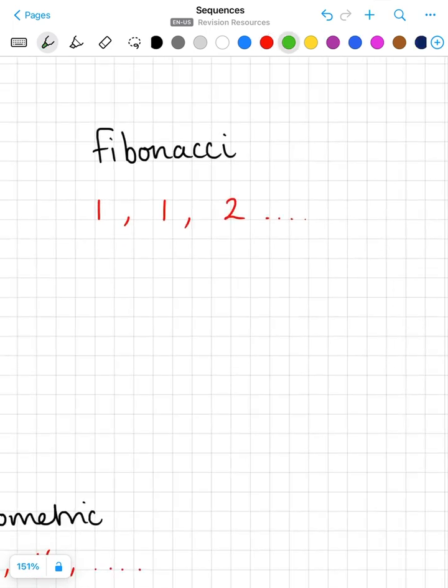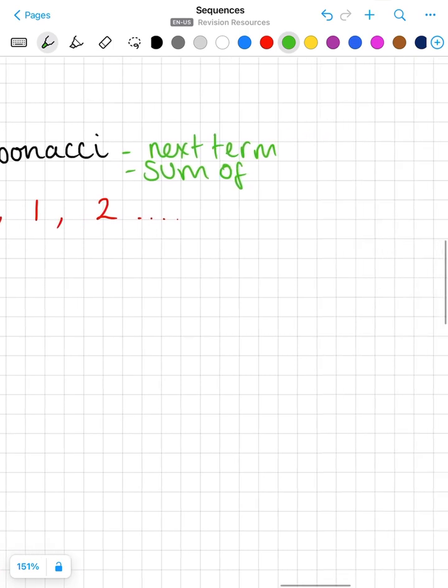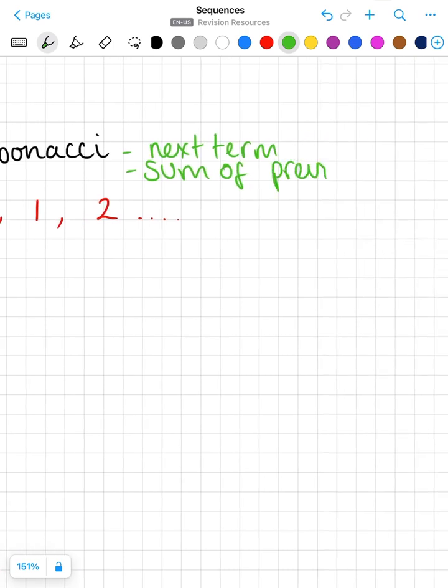You're not expected to be able to determine the nth term of a Fibonacci sequence. You just need to know that a Fibonacci sequence is where the next term in that sequence is the sum of the previous 2 terms.